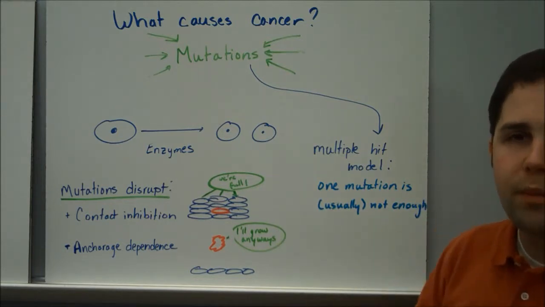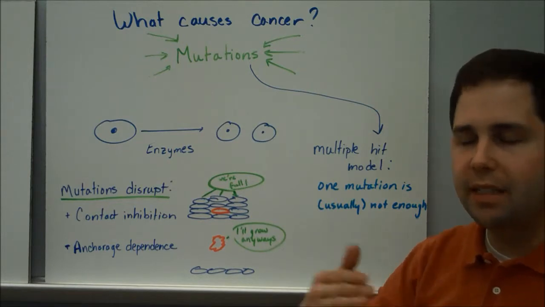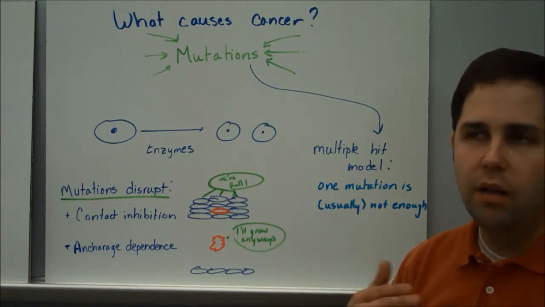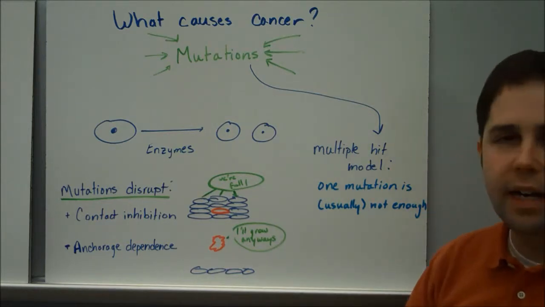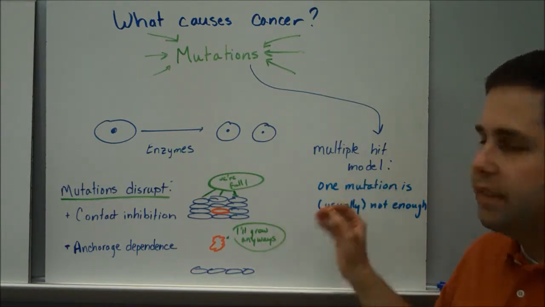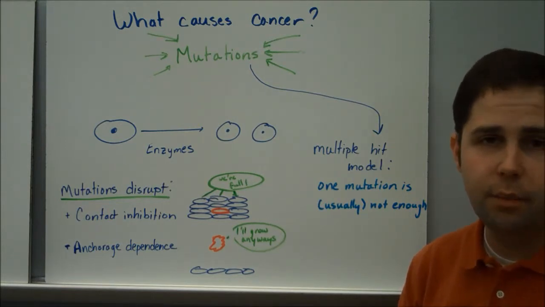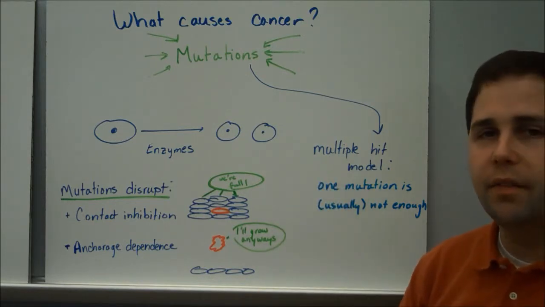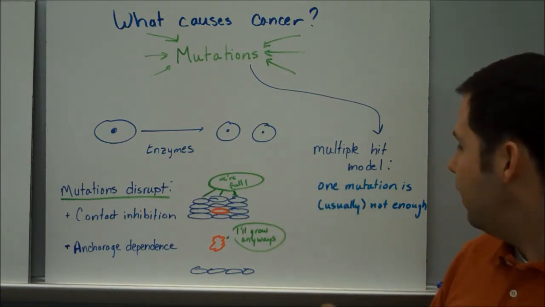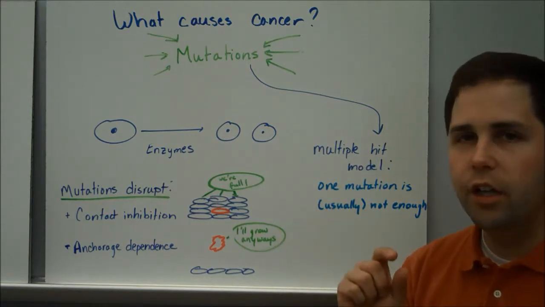So one mutation might cause a slight deviation in the cell. However, the cell usually has a backup plan. It's able to back that up, do something else so that it doesn't divide incessantly. However, if you get a second mutation, you might take out that backup plan. And sometimes cells have a third backup plan. But you can still get another mutation that affects that third backup plan, and then you suddenly have cancer cells growing in the body.